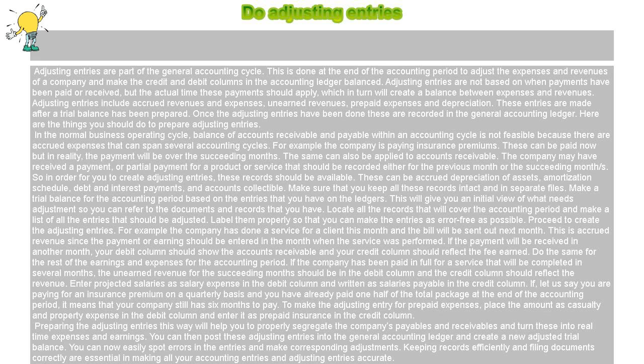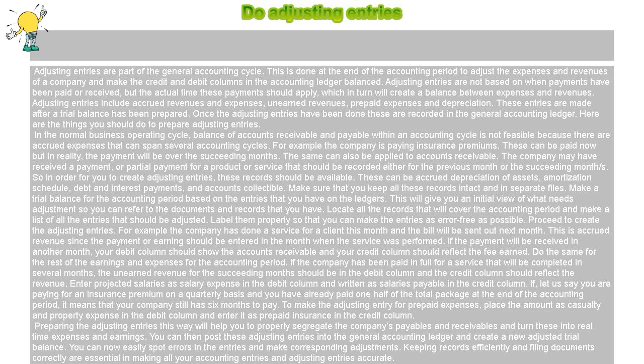Make a trial balance for the accounting period based on the entries that you have on the ledgers. This will give you an initial view of what needs adjustment, so you can refer to the documents and records that you have. Locate all the records that will cover the accounting period and make a list of all the entries that should be adjusted. Label them properly so that you can make the entries as error-free as possible.